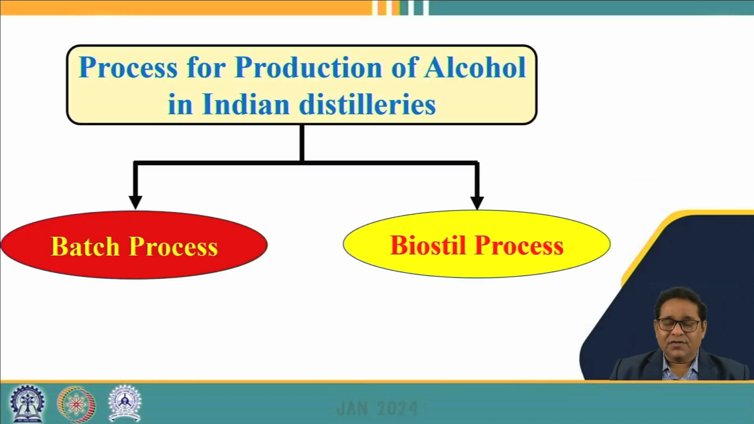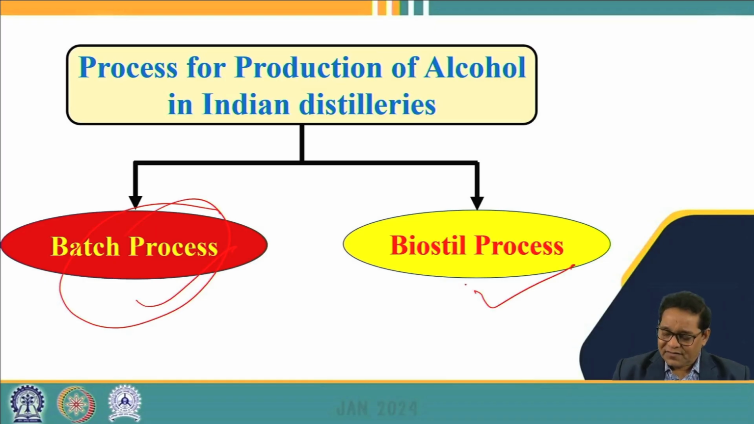Let's go into the various processes which are used for production of alcohol in the Indian distillery industries. If we see, there are two processes mainly used. One is the batch process, and the other is the biostill process. As the name indicates, the batch processes run in batches. There are a number of batches, and they produce batches of alcohol intermittently. Whereas the biostill process is basically a continuous process where the alcohol is continuously generated. So these are the two processes mainly used in our industry.